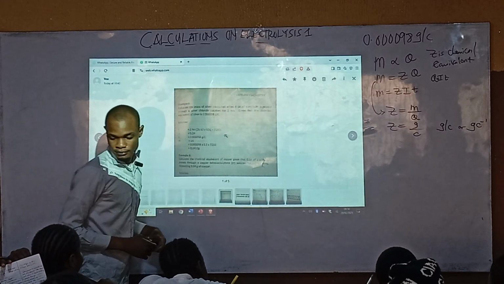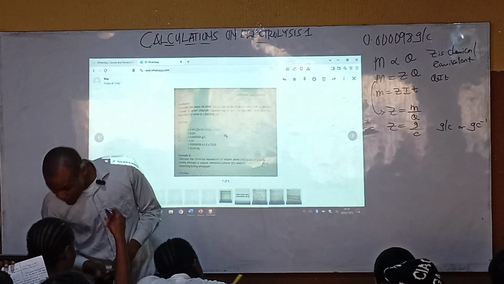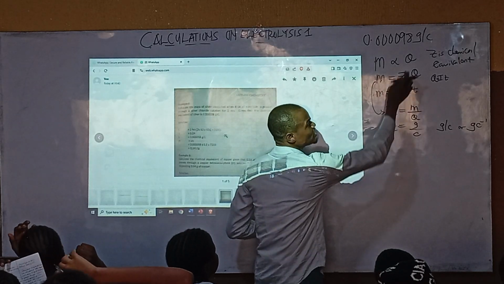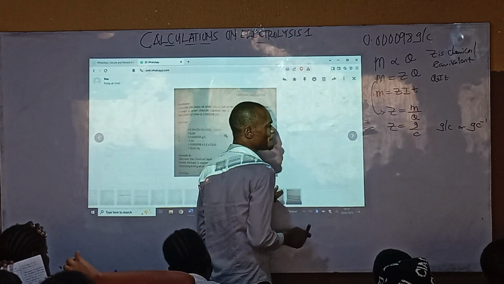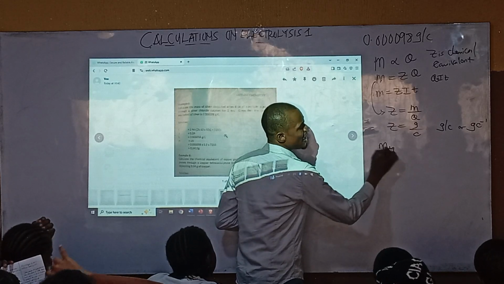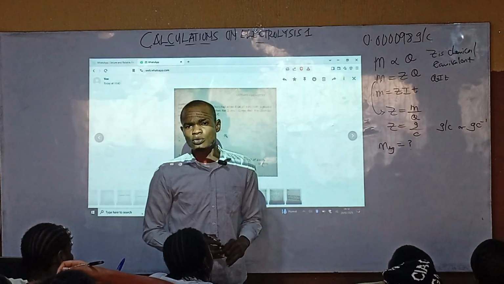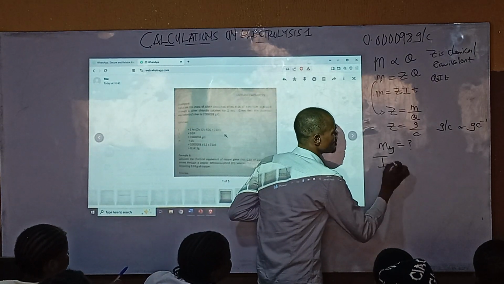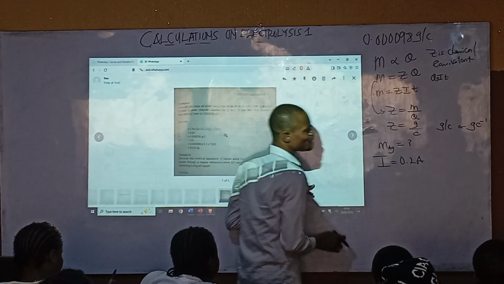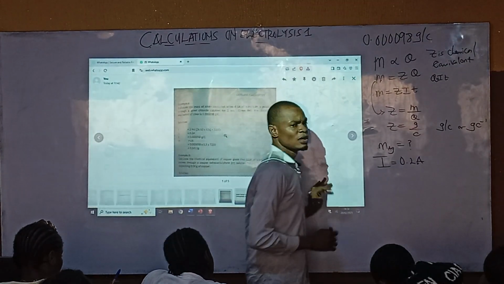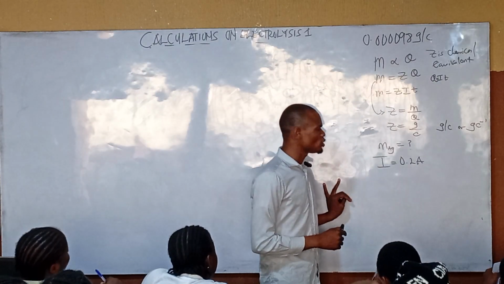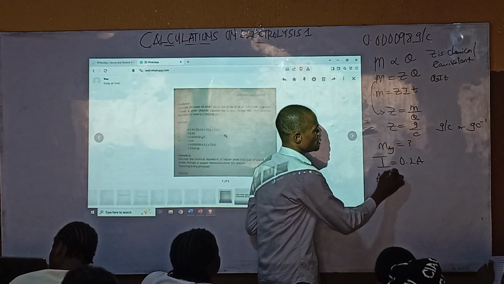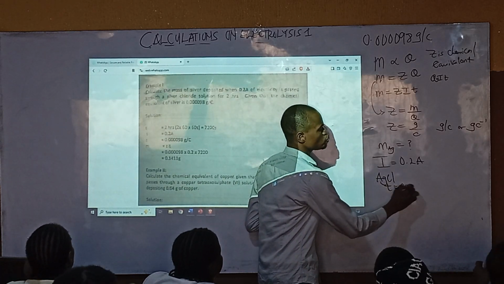What is in the question? Calculate the mass of silver deposited. You can either use this formula or this one, based on the parameters given. The mass of silver, M of Ag, is unknown. That is what I was asked to calculate. When 0.2 ampere of electricity is passed through a silver chloride solution. What is the time? 2 hours.